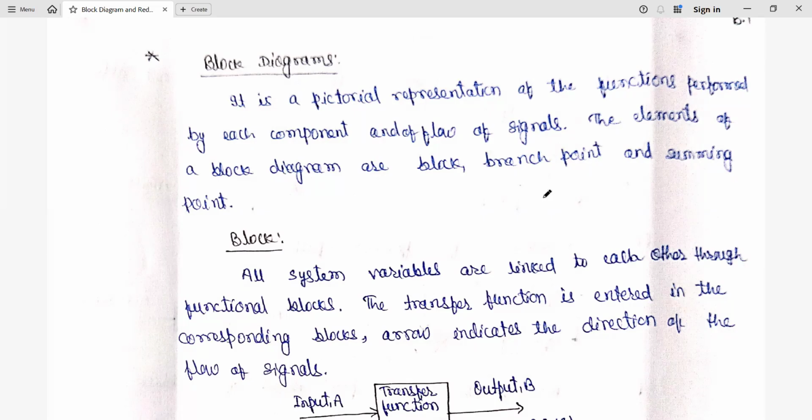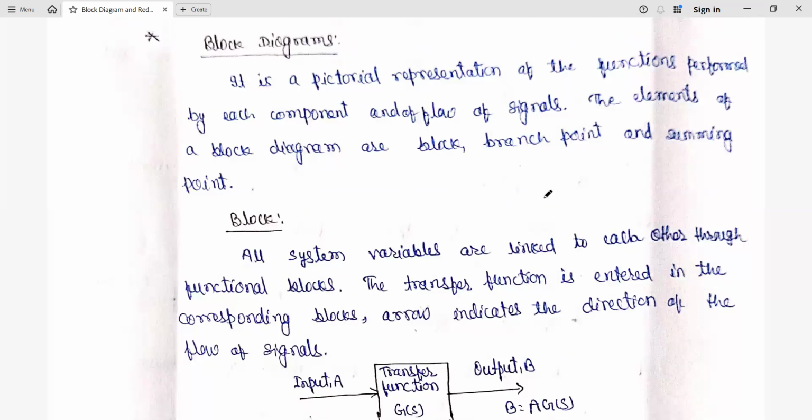So what is the block diagram? It is the pictorial representation of the function performed by each component, and the flow of the signals is represented by the arrow. The elements of the block diagram are the block, the branch point, and the summing point.